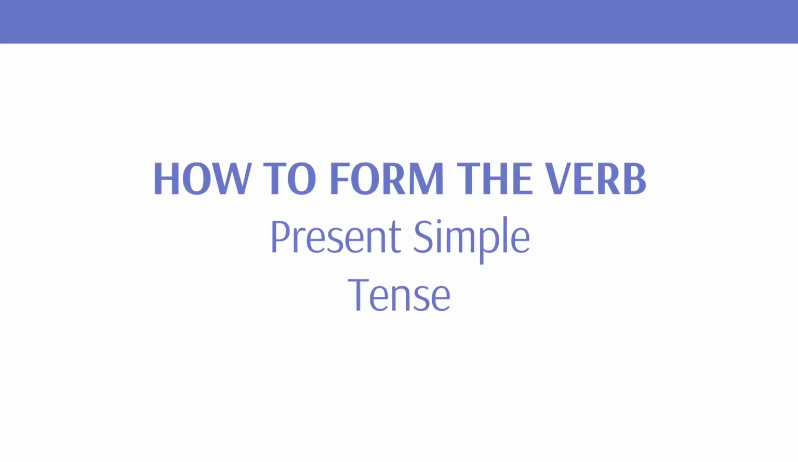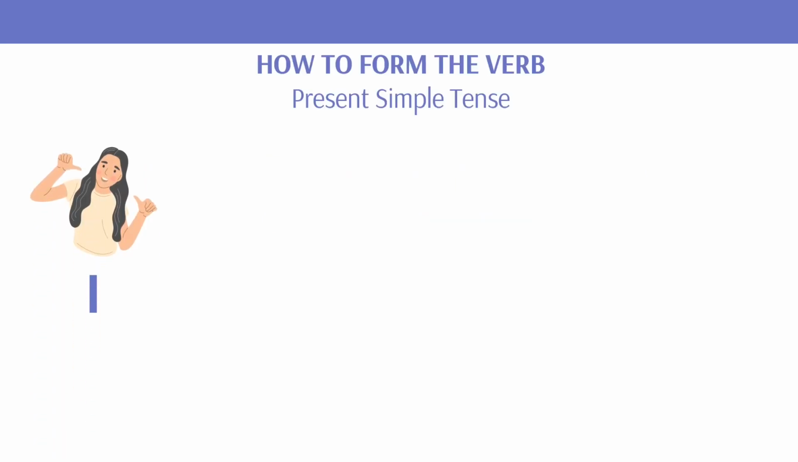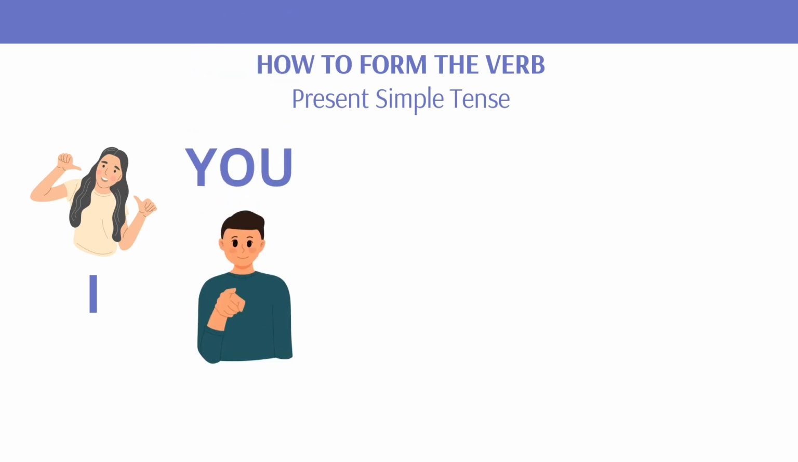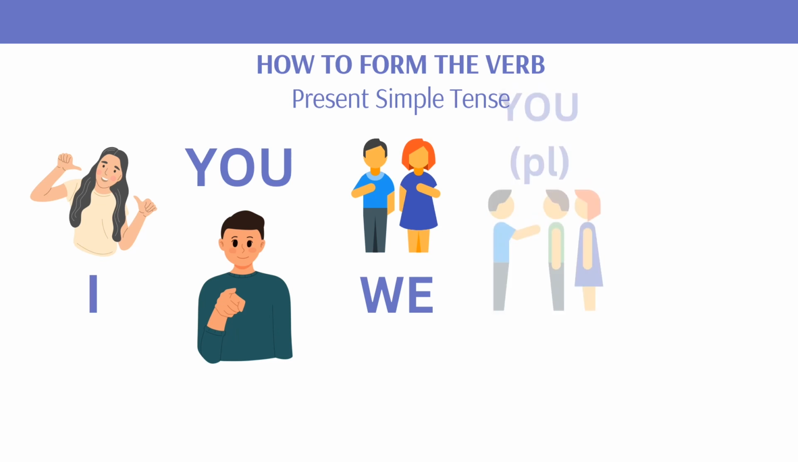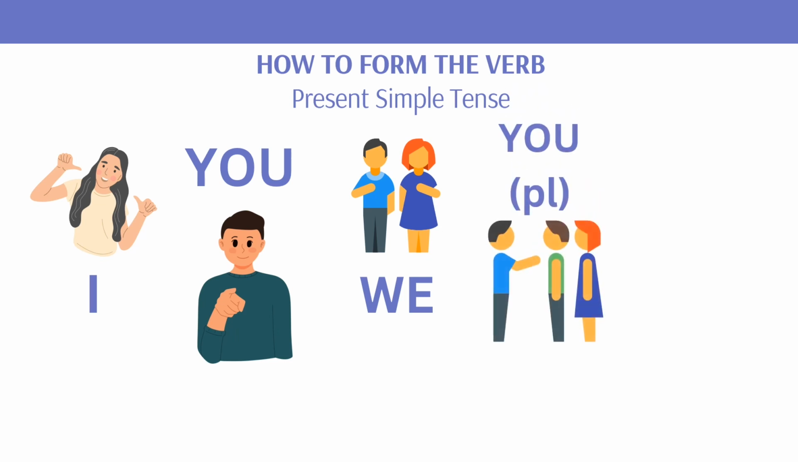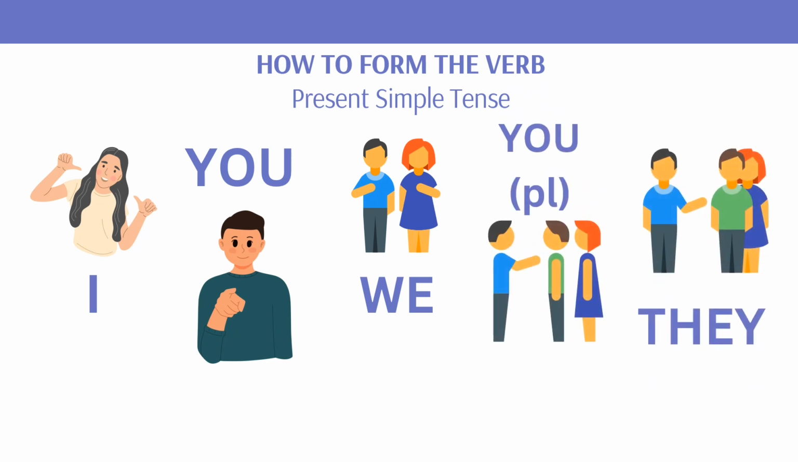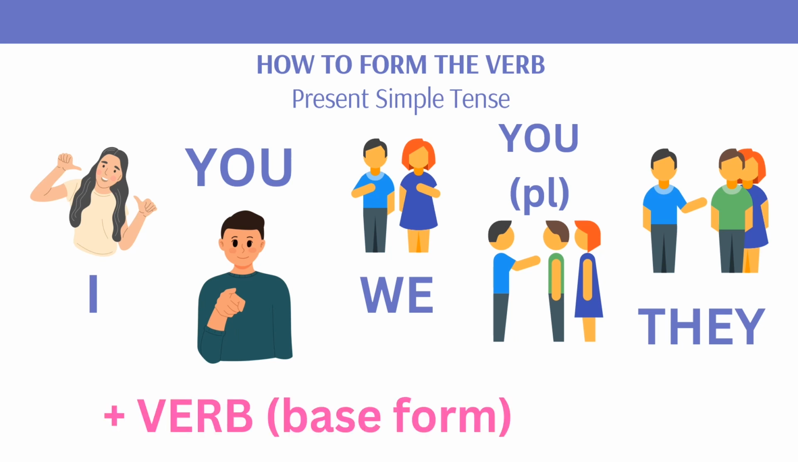How do we form the verb in present simple tense? Wie bilden wir das Verb in present simple tense? I, ich, you, du, we, wir, you, ihr, they, sie, plus a verb in its base form, plus ein Verb im Infinitiv.